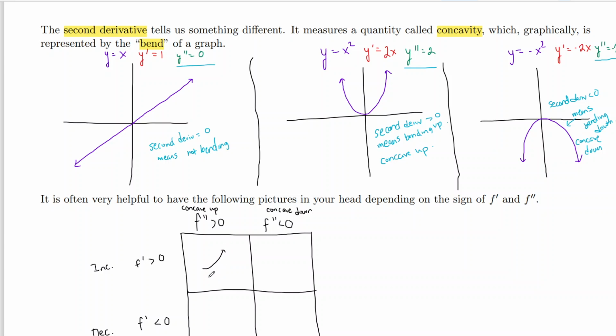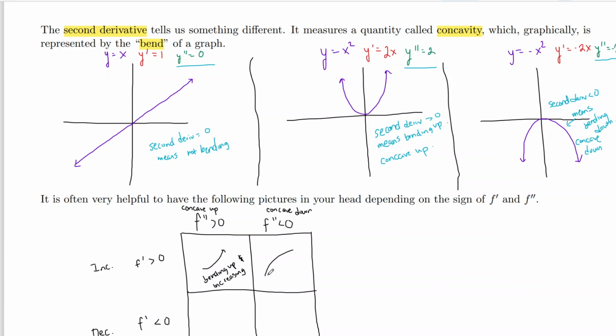It's bending up, which is the concave up part. The second derivative is greater than 0. And it's increasing, which is the first derivative being positive. Now, if we want to look at increasing, but for concave down, this is the picture we want to have in our head for concave down. And when it's increasing, this graph, it's on the left half here. So this is going up, but it's bending down as it goes up. So it looks something like this.